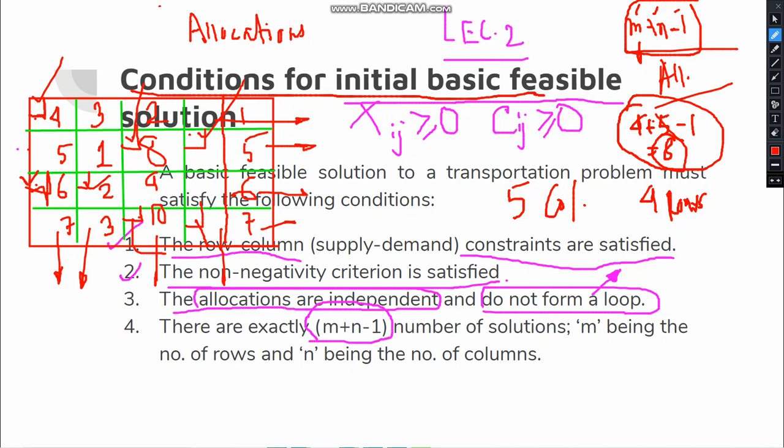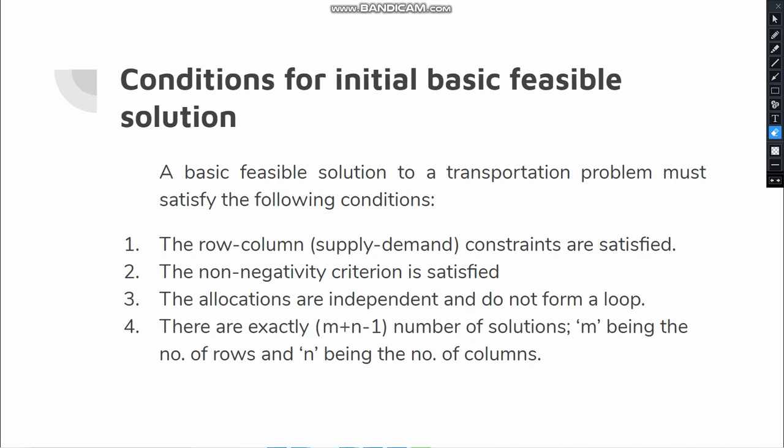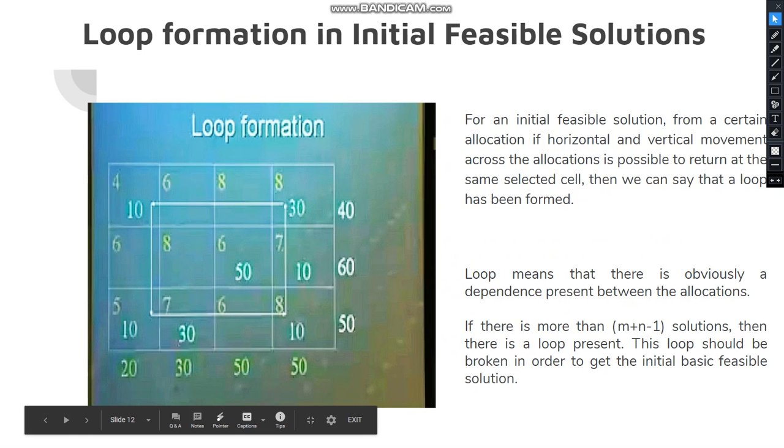So m is the number of rows or the number of supply points, n is the number of columns or the number of demand points, m plus n minus 1. So this has to be satisfied always. Okay, until and unless it is not satisfied, we cannot say that we have found the initial basic feasible solution. Okay, then let us see what do we mean by loop formation.